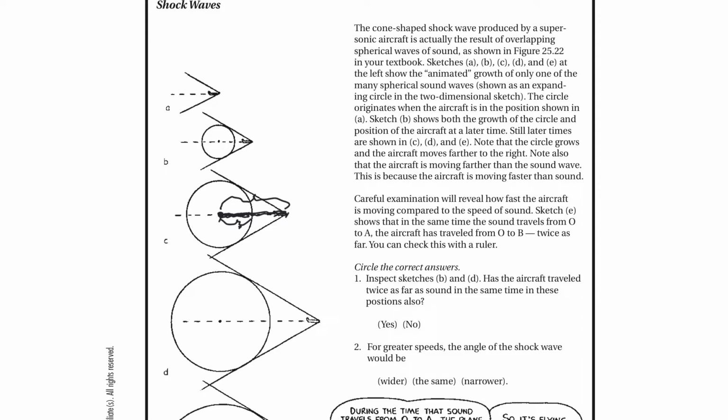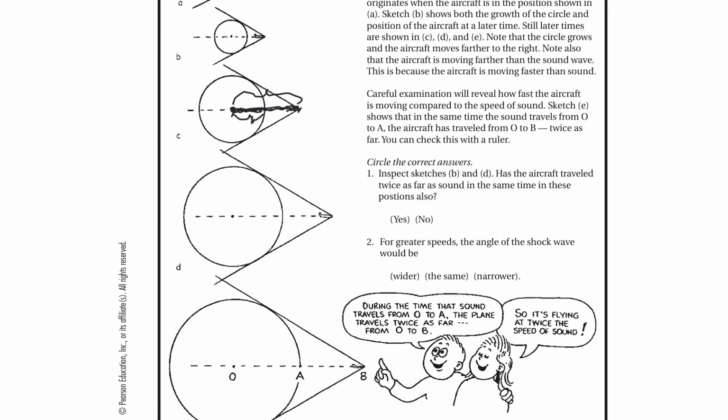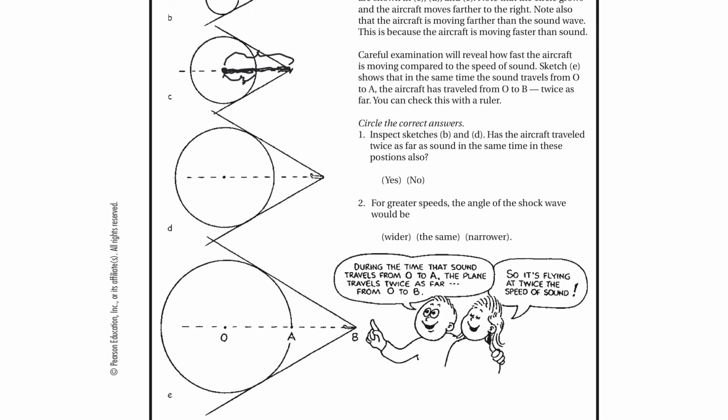Okay, so let's look at some of the questions. Inspect sketches B and D. Has the aircraft traveled twice as far as this in the same time in these positions? Previous paragraph said E shows that the distance here from origin to A, this distance here, is actually twice the distance of this. So 0 to B is twice the distance from 0 to A, and that indicates that the plane is going twice the speed of sound.